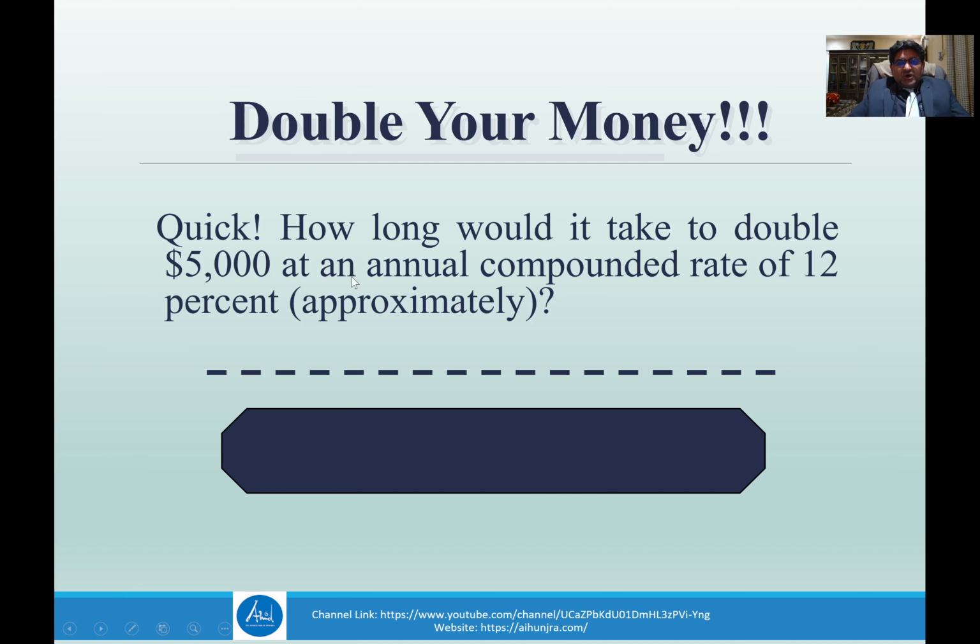Here is a quick question. How long would it take? It means we have to find n. To double 5,000 at an annual compounding rate. If you invest 5,000 today, it means present value is 5,000. What's its double? That will be 10,000. Interest rate is approximately 12%. How much time will it take to double at 12%? It means the future value is double the present value. Then we can go for the rule of 72. We will use the rule of 72.